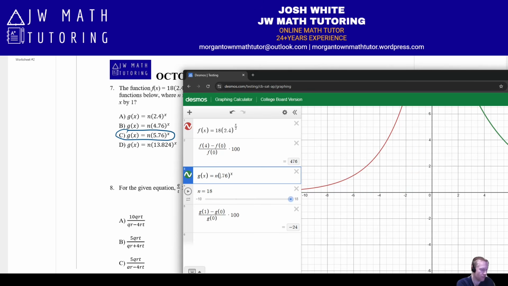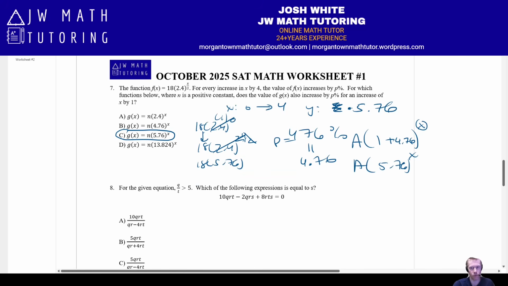Let's check C, 5.76. Now here, increase x by 1. What's the percent change? 476. That matches the same p-value I got for the original function, increasing x by 4. That is the correct answer. Last one, just to show you that it is not correct. This one is increasing by 1,282.4%. Clearly wrong. But that's a third approach that you could take to solve this problem.